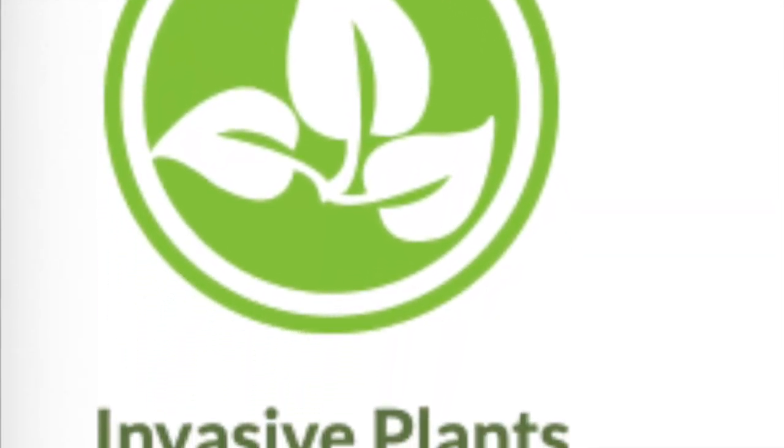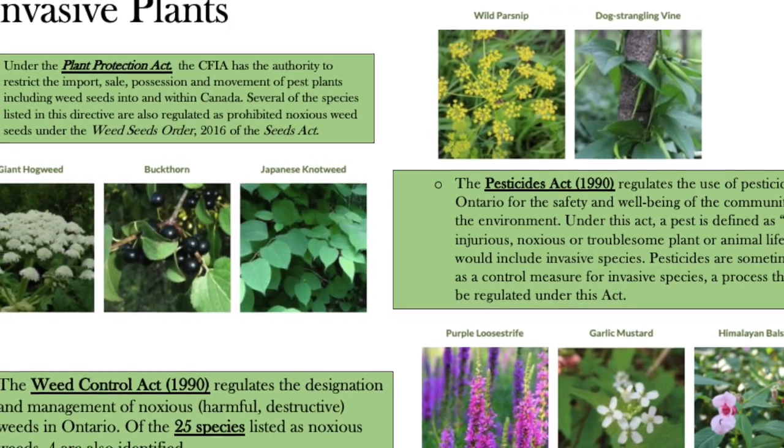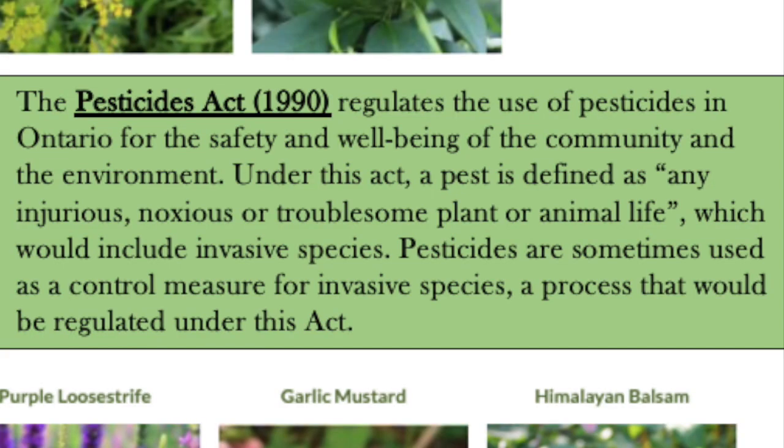The next invasive species would be invasive plants. Invasive plants are regulated through the Plant Protection Act, the Weed Control Act, and the Pesticides Act. The Pesticides Act regulates the use of pesticides in Ontario. It informs people on which pesticides can and cannot be used to combat the spread of invasive species without causing more harm to the ecosystem.